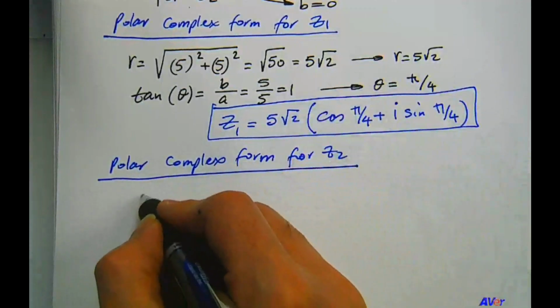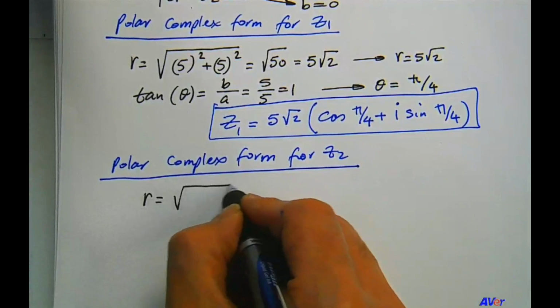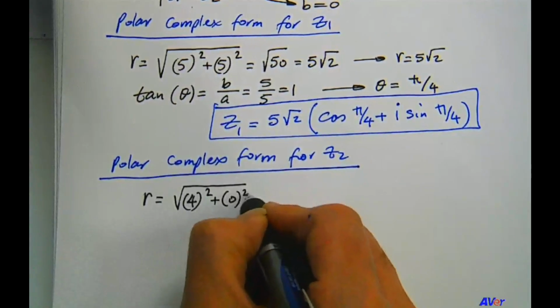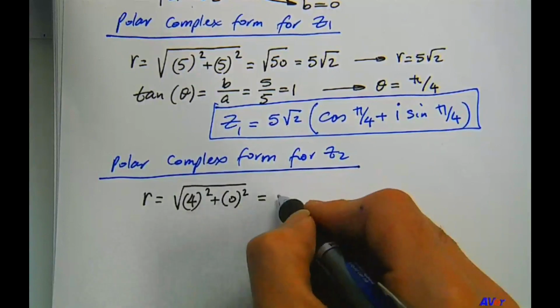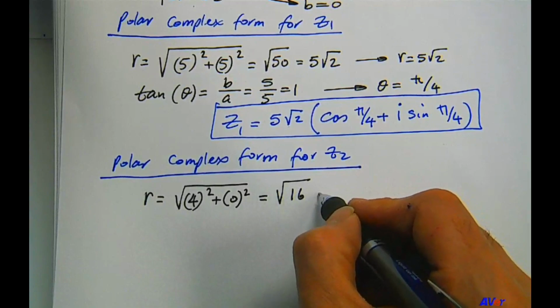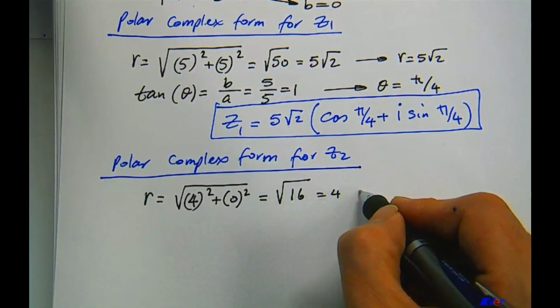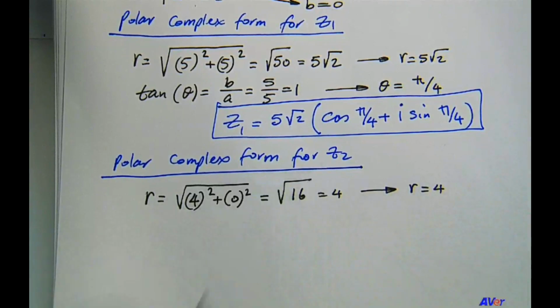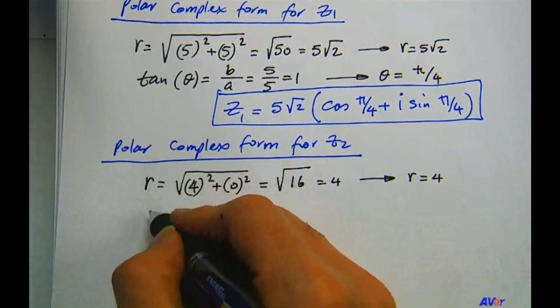So we have r is the square root of 4 squared plus 0 squared. Then r is equal to the square root of 16, which equals 4. So r is equal to 4. That's for z2. How about theta?